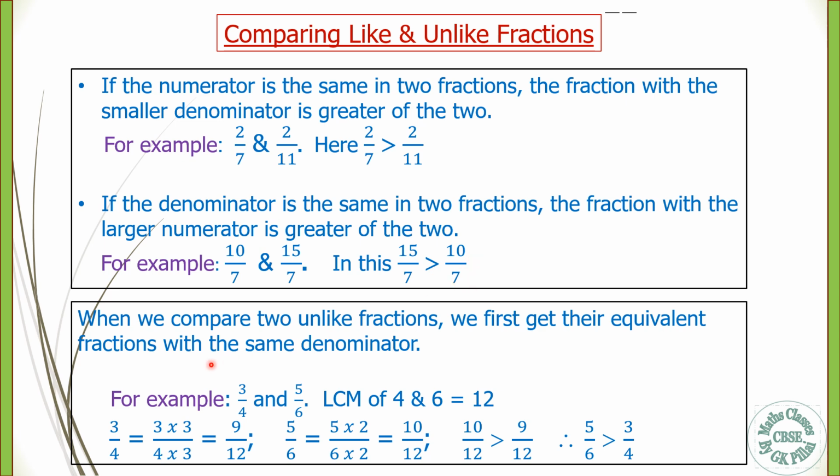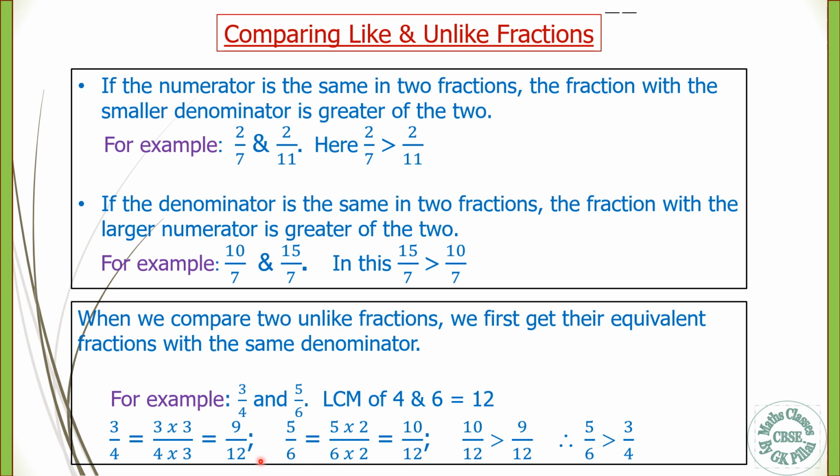Now another one, when we compare two unlike fractions, we first get their equivalent fractions with the same denominator. There is an example, 3 by 4 and 5 by 6. First we will find out the LCM of 4 and 6, which is 12. So we will make the denominators of 3 by 4 as well as 5 by 6 same. For that we will multiply the numerator and denominator here by 3 so that you get 9 by 12 as the equivalent fraction. In this case you are multiplying the numerator as well as denominator by 2 so that you get the denominator as 12.